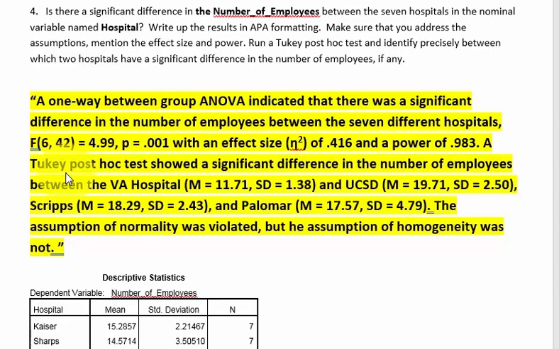A Tukey post hoc test showed a significant difference in the number of employees between the VA hospital, they're the low boys, right, 11.71, and UCSD, they're the high. Scripps was the second high, and Palomar was the third high. And the assumption of normality was violated, but the assumption of homogeneity was not. And we could say that the ANOVA is a robust test, and it can withstand a violation or two and keep going. But that's what we're doing here, and that's it.